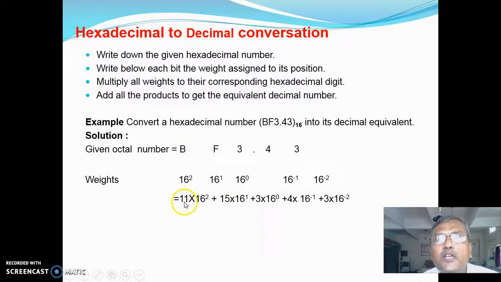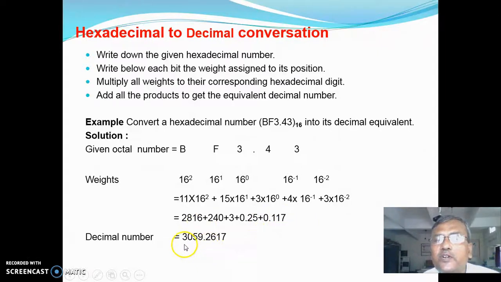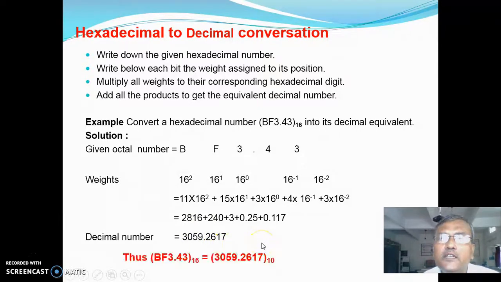B corresponds to 11, therefore 11 multiplied by 16 raised to 2. Then F corresponds to 15, 15 multiplied by 16 raised to 1. Then 3 multiplied by 16 raised to 0, and so on. So then we add all these terms to get the corresponding decimal number as 3059.2617 to the base 10 here.